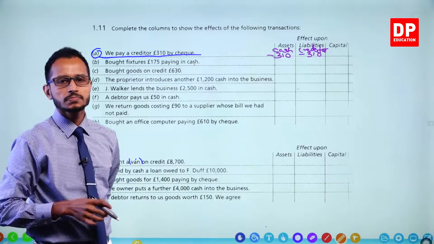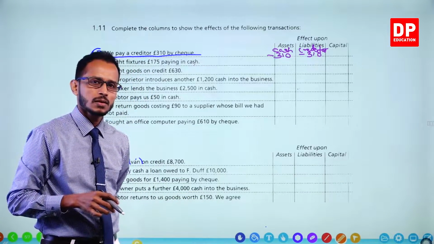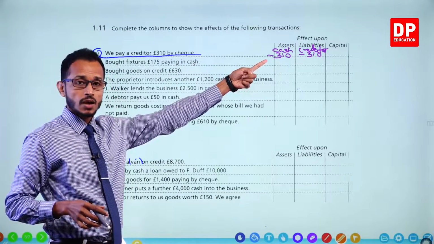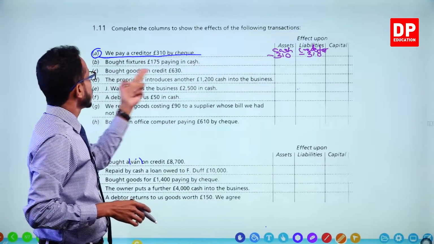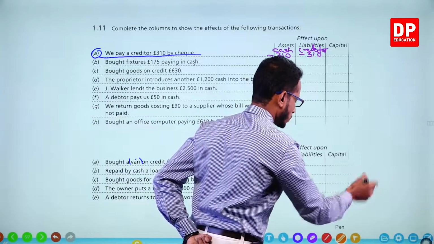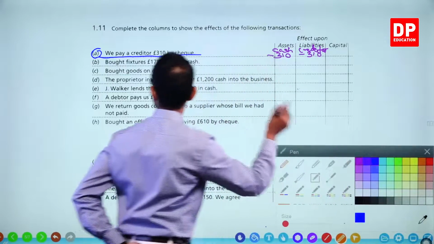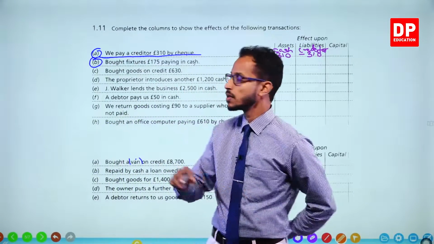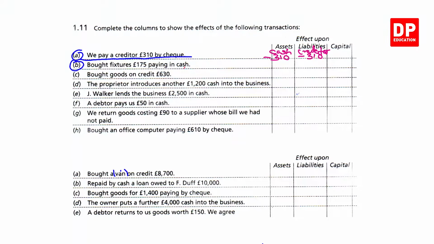All right. Did you understand how it's done? Second transaction. Bought fixtures 175 paying in cash.